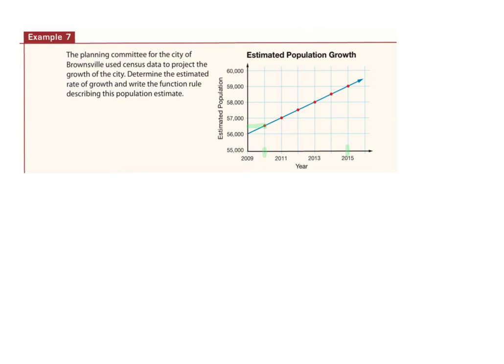So how does this help us? Okay, so this right here, this dot has an x and y value. My x value is the year 2010. So that is my x value here. My y value is 56,500. I have an x and a y, okay? Then they use 2015, all right? So again, I have an x value of 2015 and a y value of 59,000.